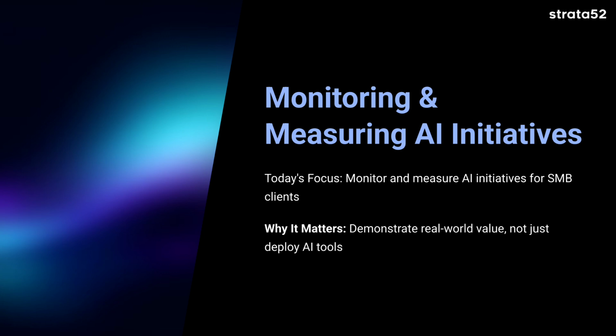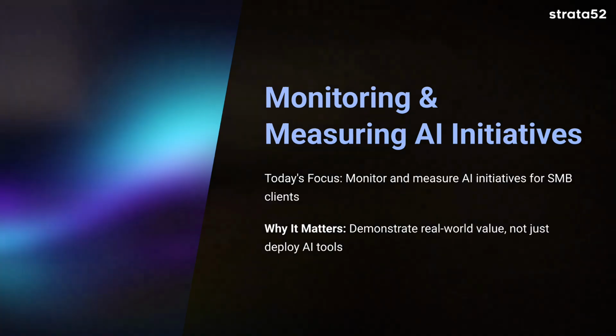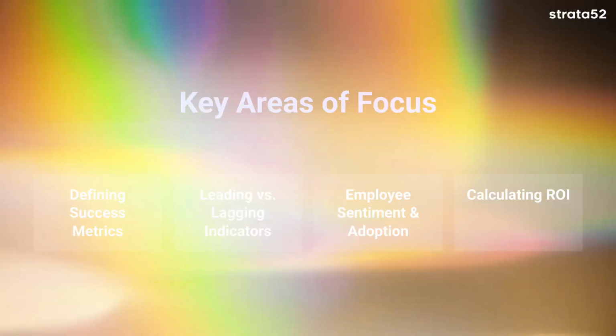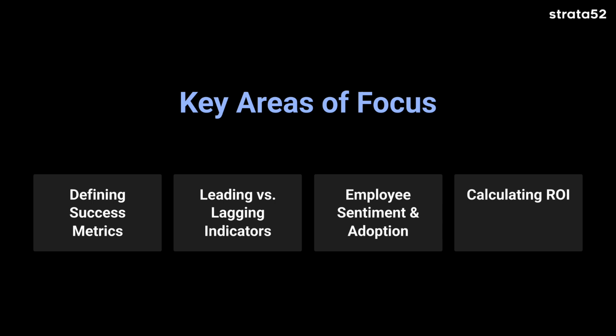True success hinges on understanding whether your efforts are truly moving the needle, and that requires clear metrics, consistent oversight, and a plan for refining your approach based on real-world feedback. In this module, we'll cover 4 topics. First, defining success metrics. Then, distinguishing leading versus lagging indicators. Then, employee sentiment and adoption. And then lastly, calculating return on investment.